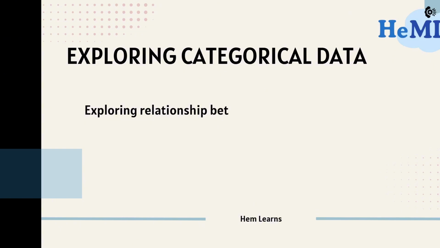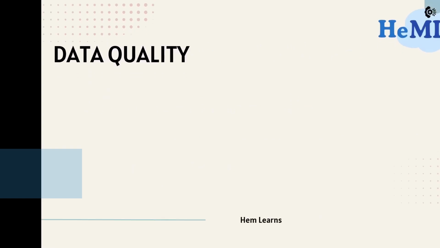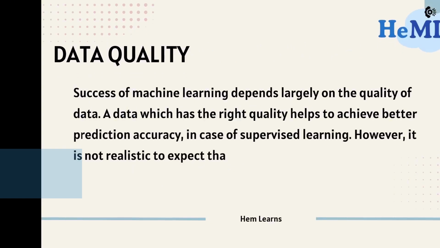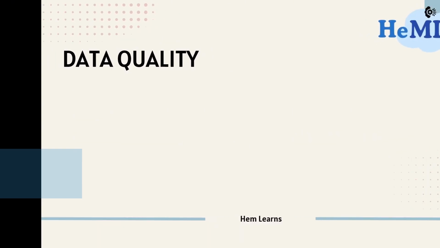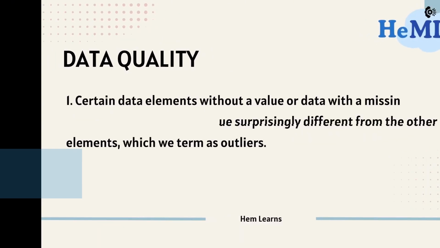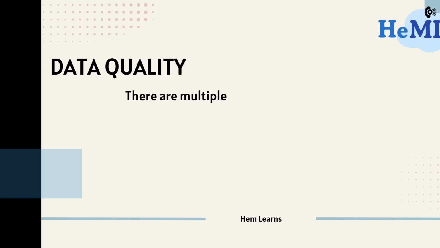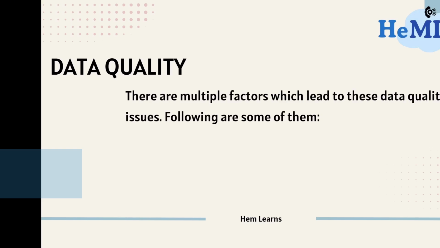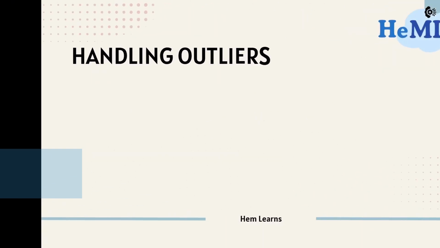Exploring relationships. Looking at one attribute at a time is helpful, but relationships between variables matter even more. We use scatter plots to understand how one variable affects another. For example, weight versus mileage often shows a clear trend. Data quality, importance. The quality of your data plays a huge role in how accurate your model becomes. Missing values, incorrect entries, and outliers can pull the model in the wrong direction. Causes of issues. Data problems can arise from incorrect sampling, human mistakes, sensor errors, and inconsistent data collection. Understanding the root cause can help us fix the data properly.